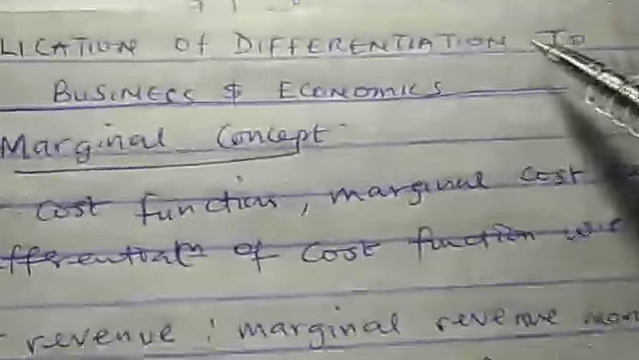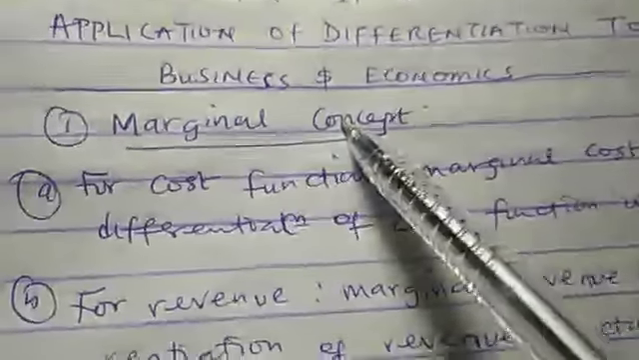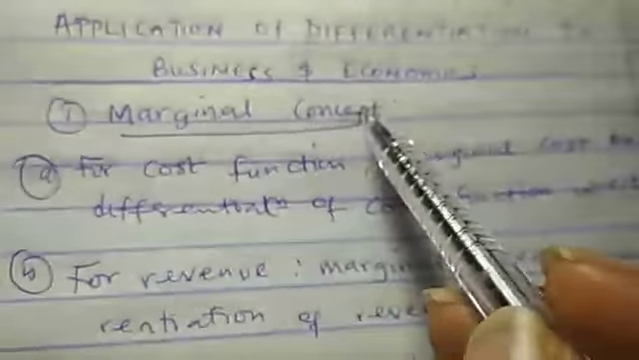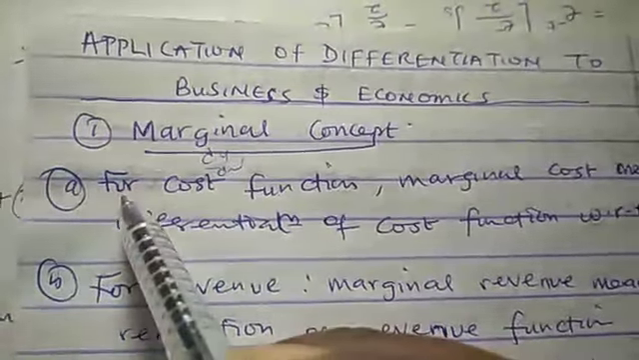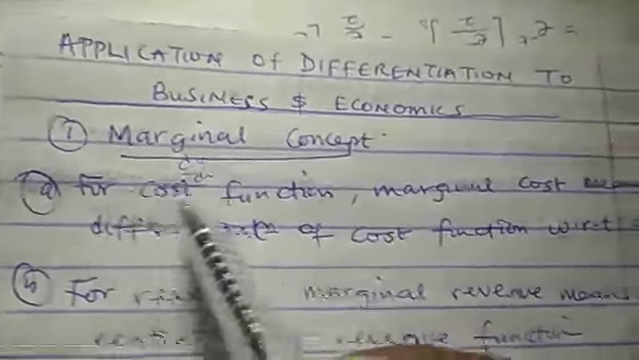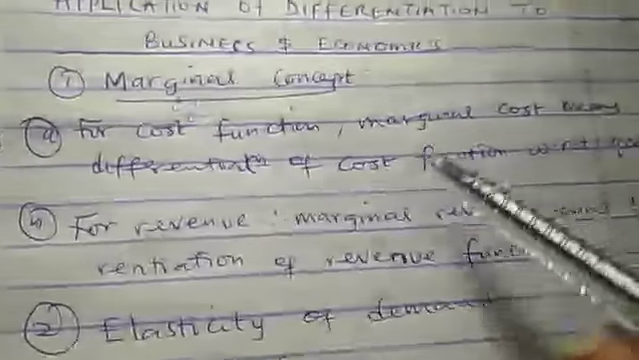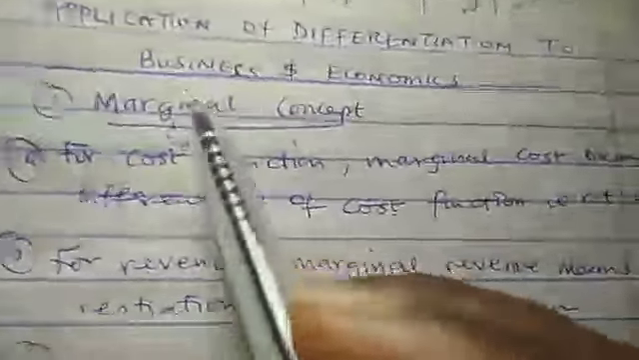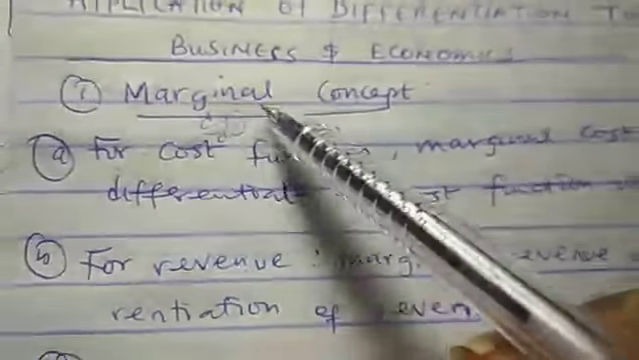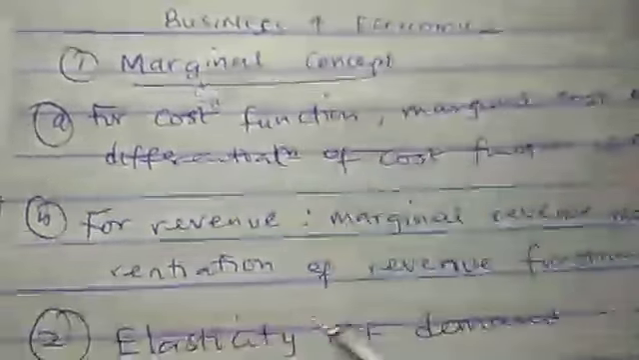Now move to application of differentiation to business and economics. The first one is the marginal concept. Under that, any time you hear the word marginal, it simply means dy dx, differentiation, or we can call it slope. For cost function, marginal cost means differentiation of the cost function with respect to the quantity. And for revenue, marginal revenue simply means differentiation of the revenue function. Anytime they mention marginal, it simply means differentiation. If I say marginal profit, it simply means differentiation of the profit. That is the application of differentiation.